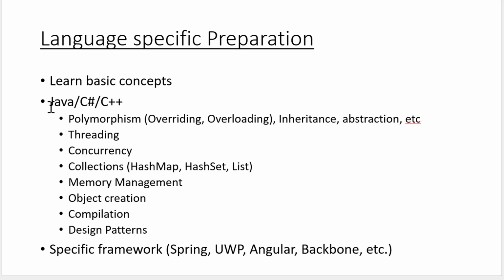For example, for Java, C Sharp, C++, you have to understand the OOPS concepts, like polymorphism, overriding, overloading, and similarly inheritance, abstraction, etc. Similarly, the threading concept. Threading concepts are very important in any language, because if you want to scale your system, threading definitely comes in. If one thread is executing and you want to make it parallel, you have to execute in parallel threads. Then comes concurrency. If some objects are shared, how can two threads access a particular shared object? That comes under concurrency. So threading and concurrency are very important that you should know.